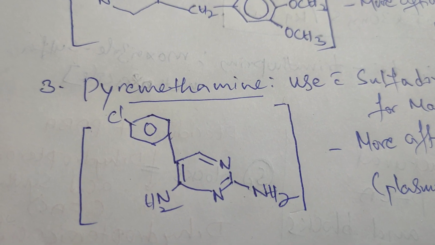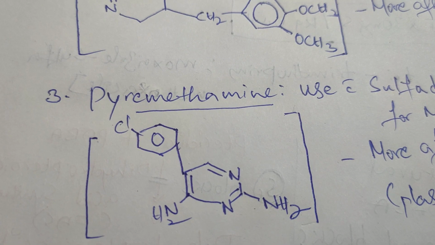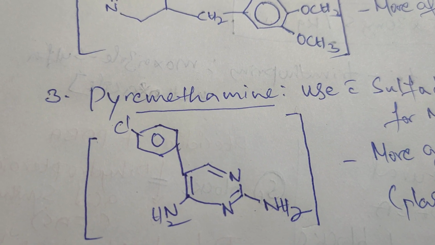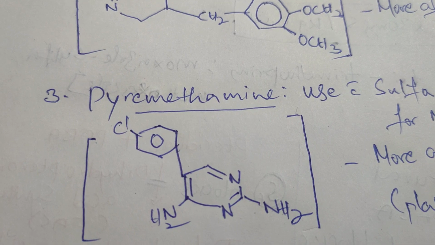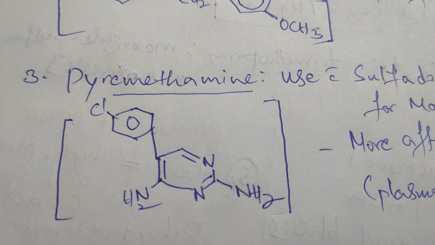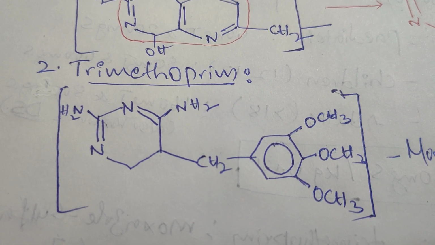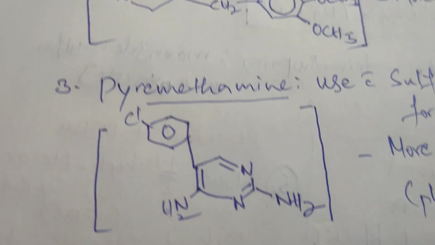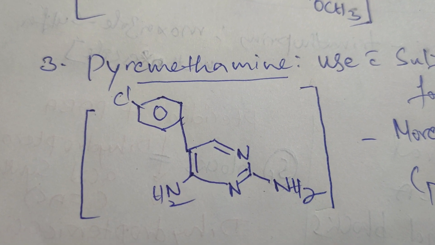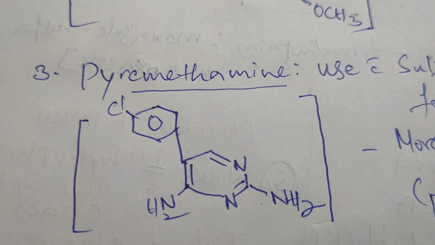Similarly, I will show you one more structure, friends. This is pyrimethamine. Pyrimethamine also has the pteridine moiety in its structure, you can see. This pyrimethamine effectively inhibits the DHFR enzyme of the malarial parasite, so this drug is used for treatment of malarial infection. Trimethoprim has affinity for DHFR of bacteria, so it is used as an antibacterial agent, whereas pyrimethamine has affinity for DHFR of the malarial parasite, so it is used as an anti-malarial agent.